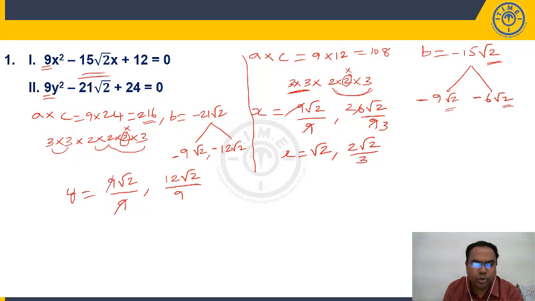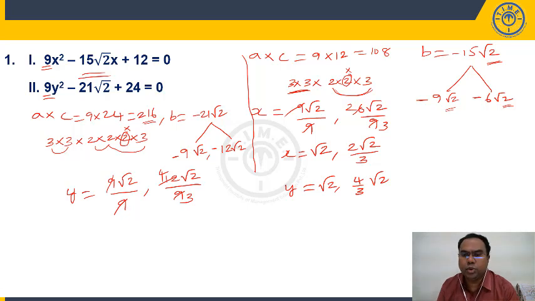So this is root 2, 3 4's, 3 3's. So what are y roots here? Y roots are root 2, comma 4 by 3 root 2. Now if you observe, students, root 2 and root 2 are equal. Now compare root 2 and 4 by 3 root 2. 4 by 3 root 2 will be greater, because 4 by 3 is approximately 1.3 times root 2. This is root 2. Obviously 1.3 root 2 is greater.